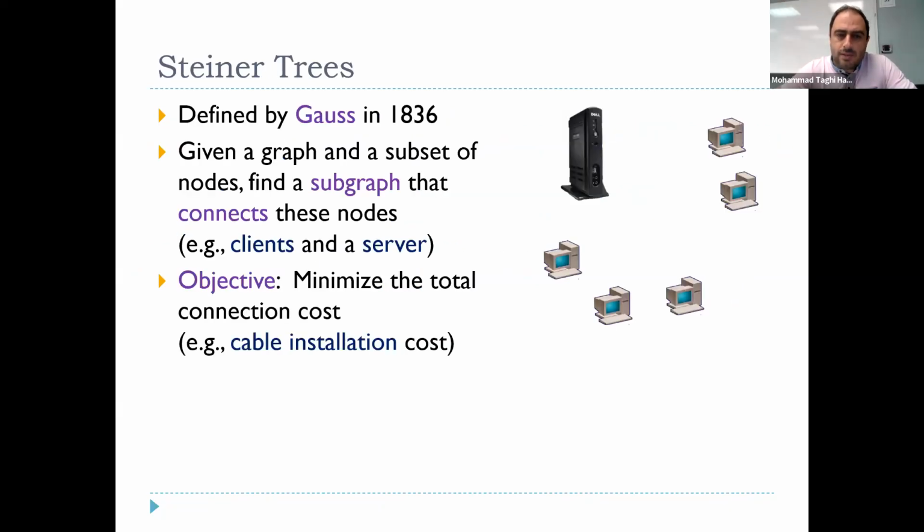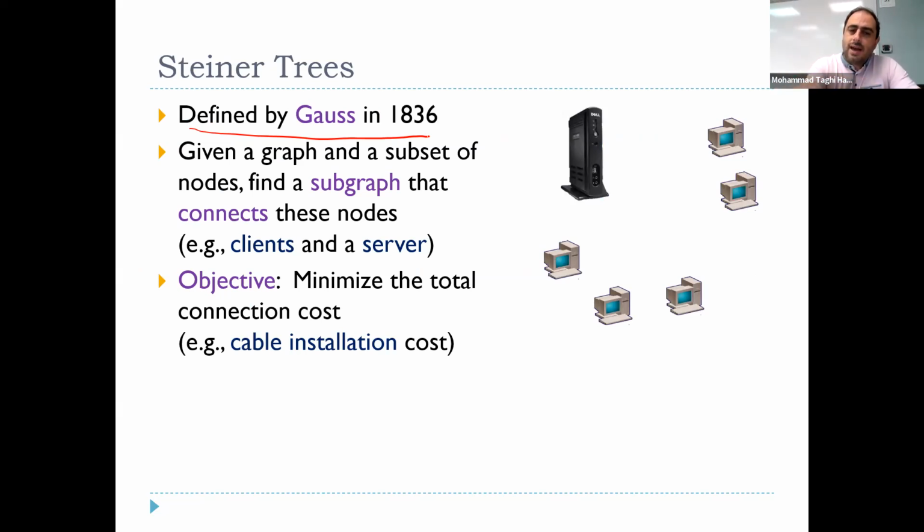Good. So let me just mention that I want to go through these hierarchies. I want to go a little bit from this, and then I will come back to this. So in the Steiner theory, again, I want to go quickly, but I want to now view it as a buy-at-bulk network design. This is defined by Gauss in 1836. That's actually a good history to know.